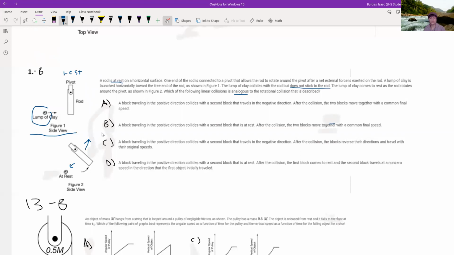A block moves in the positive direction and collides with a second block that is moving in the negative direction. There are not two things that are moving here. This choice is saying one thing is moving in the positive direction, the other is moving in the negative direction.